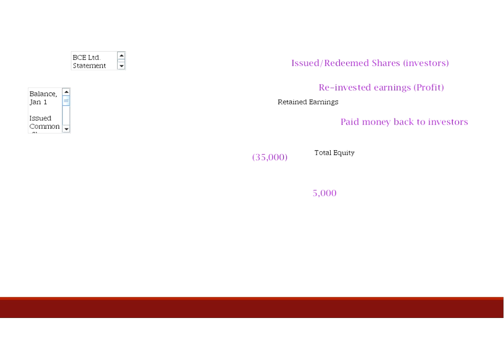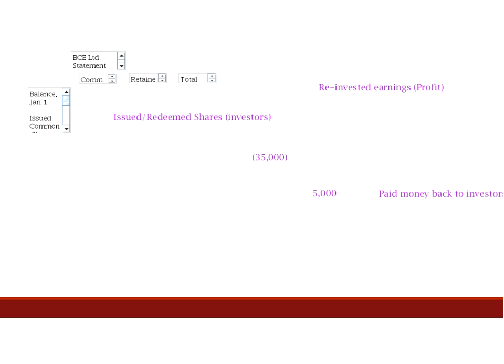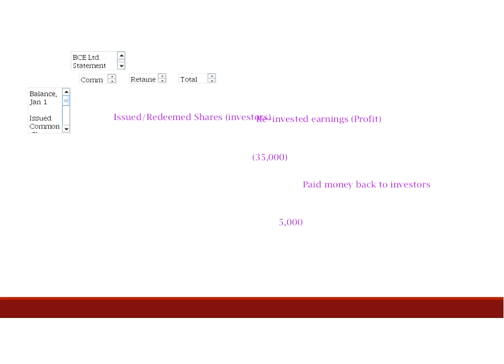We have our common shares, retained earnings, and our total equity. Okay. So in our common shares, again, we're typically thinking about any issued or redeemed shares to our investors. In our retained earnings, we're thinking about anything that's been reinvested from earnings or profits. And our dividends, again, is that thing that we've paid money back to our investors. And so when we pay money out back to investors, it comes from our earnings. And so that goes under our retained earnings section.